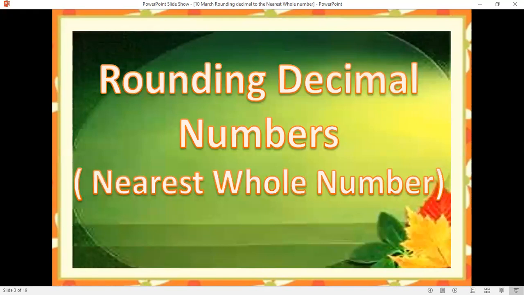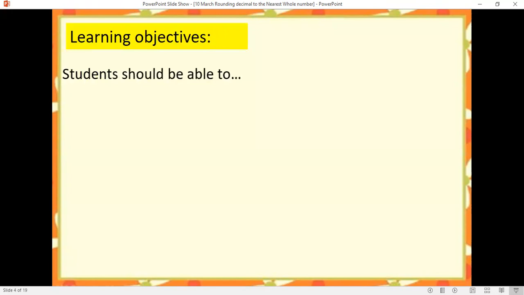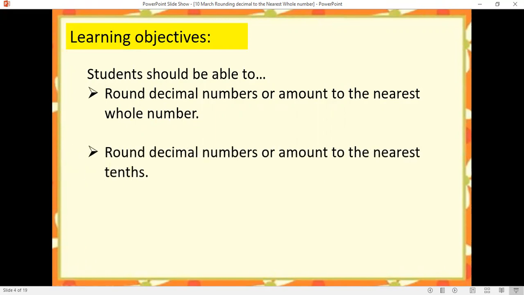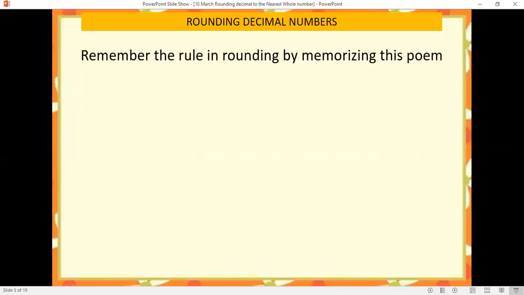Okay, usually you are rounding whole numbers to the nearest tens, hundred, and thousand. Also, you can round to the nearest million, isn't it? But this time, nearest whole number. So you should know how to round decimal numbers or amounts to the nearest whole number and also to the nearest tens.